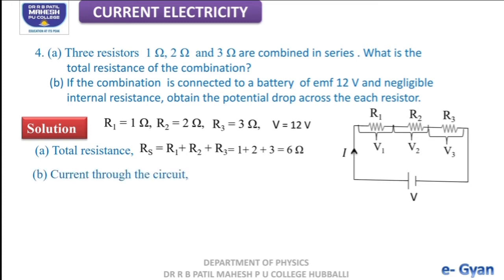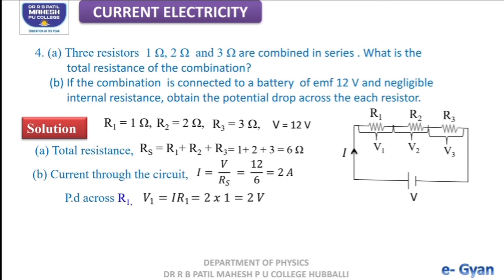And current through the circuit is given by, okay, by Ohm's law we know that I is equal to V divided by R. Here R is the equivalent resistance of the combination, that is I is equal to V divided by Rs, that is equal to 12 divided by 6, that is equal to 2 ampere. Current flowing through the circuit is 2 ampere and it will be the same through all the resistors. Next, potential drop across R1 is given by V1 is equal to I into R1, that is equal to 2 into 1 is equal to 2 volt. Potential drop across the 1 ohm resistor is 2 volt.